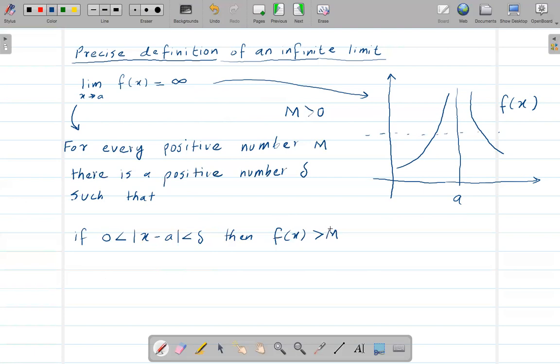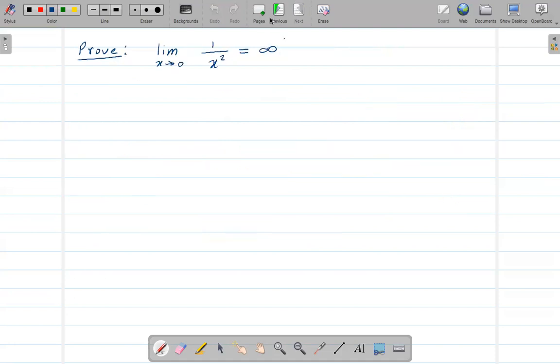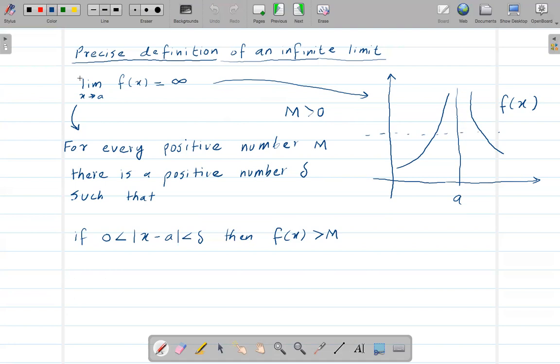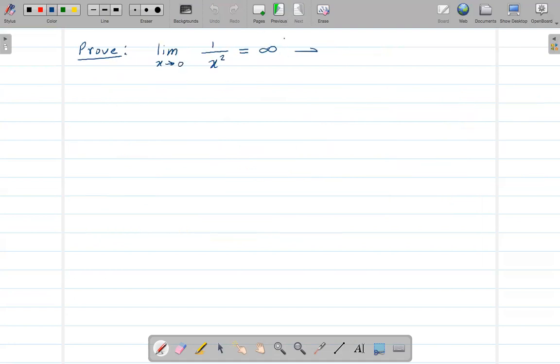All right, so now let's try to do an example, something related with this. So let's do this one now. Now here we have this infinity, right? This is similar to this. Let me just write that here again. All right, so that means here I can say that a is 0. This thing, 1 over x squared, is f of x.